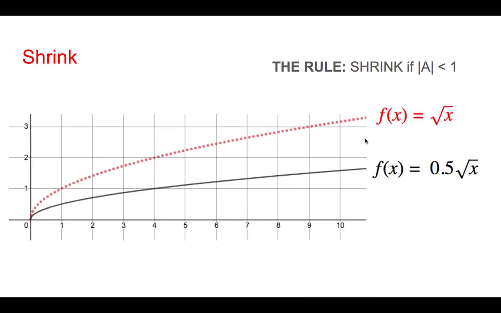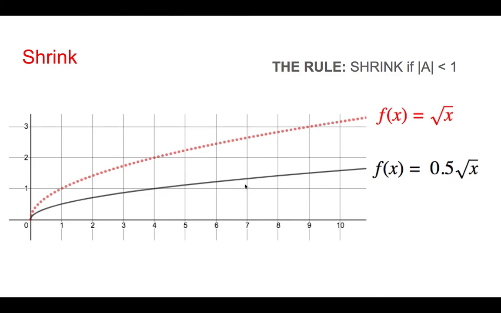Shrink is similar to that, but now instead of getting stretched out taller, it's just getting squished down. So here is our red parent function, and if you notice, the shrink just means it got shorter. A stretch is when it pulls up higher, and a shrink is when it gets shrunken down. Again, it hasn't moved from the origin, the shape hasn't really changed, it's just gotten shorter.